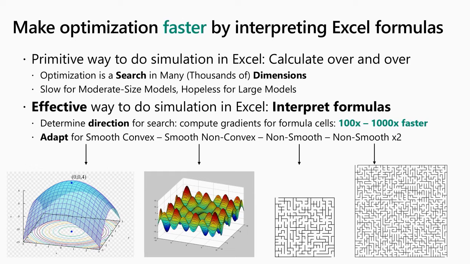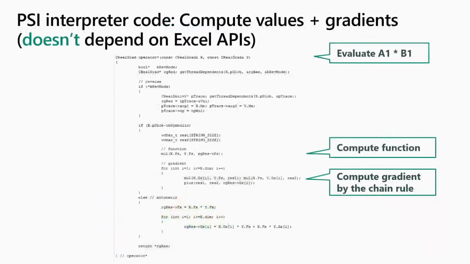Like over on the left, that's a smooth convex function, really easy to find the maximum. The middle one is harder because it's a non-convex objective function, so we have to search. And over on the right is the effect of using IF functions and CHOOSE functions in your Excel model. You have many constraints, and you end up creating something very much like a maze, and you have to find your way through it. It makes it quite difficult. But by interpreting the formulas, we gain a whole lot in our ability to solve these things.